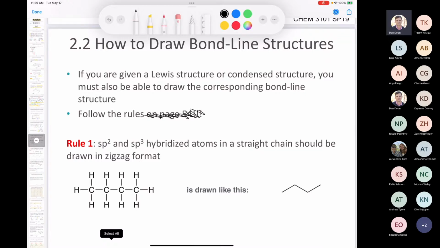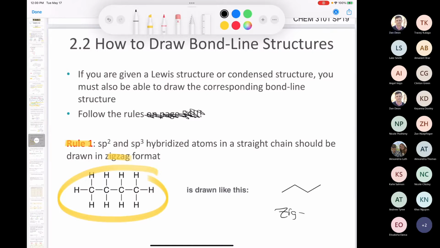All right, so here we go. If you're given a Lewis structure or a condensed structure, you must also be able to draw the bond line structure and just follow the rules. So rule number one, whenever you have an sp2 or an sp3 hybridized carbon in a straight chain, like you do here, then it has to be drawn in the zigzag format. So we go from the chain to the zigzag, and it can be drawn the way it is here. If you draw it like this, it's the exact same thing.